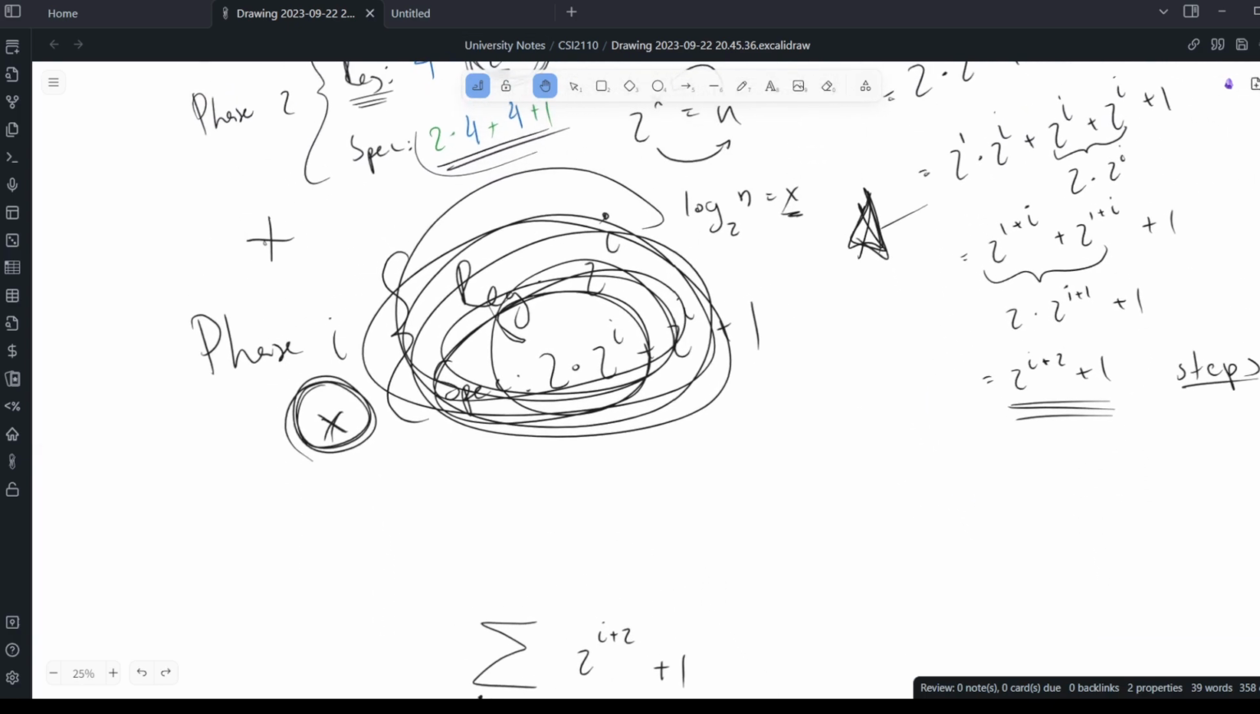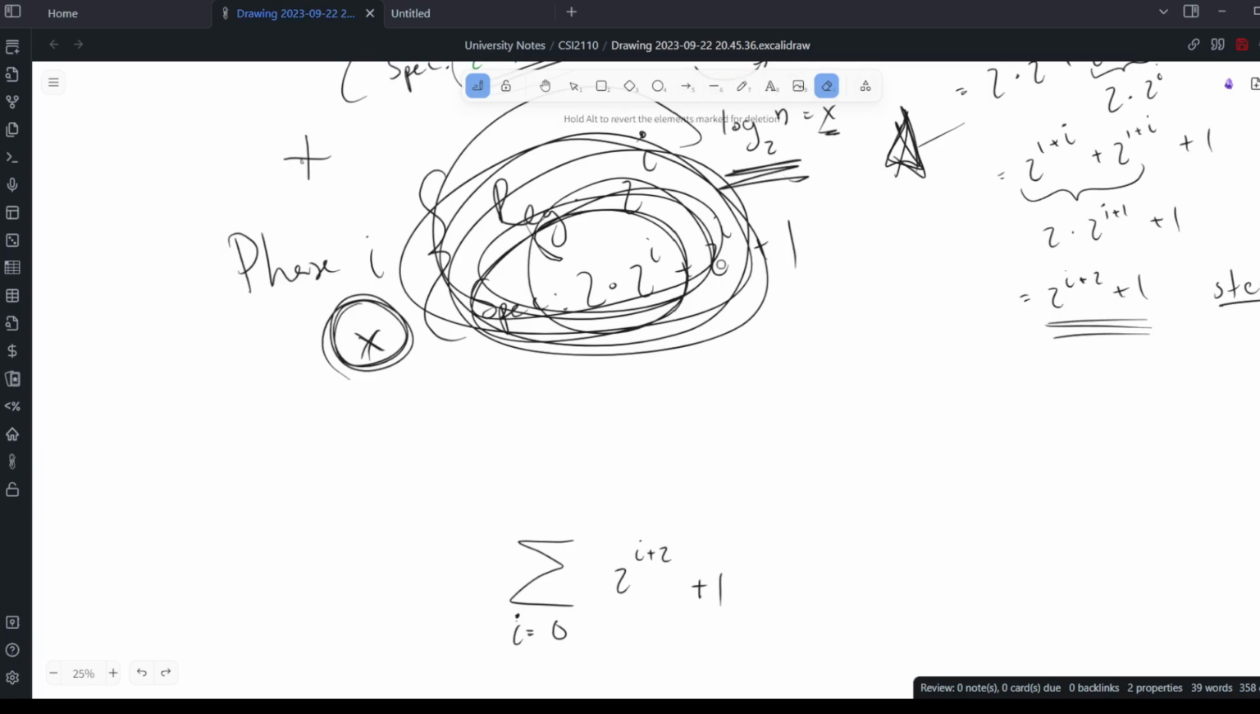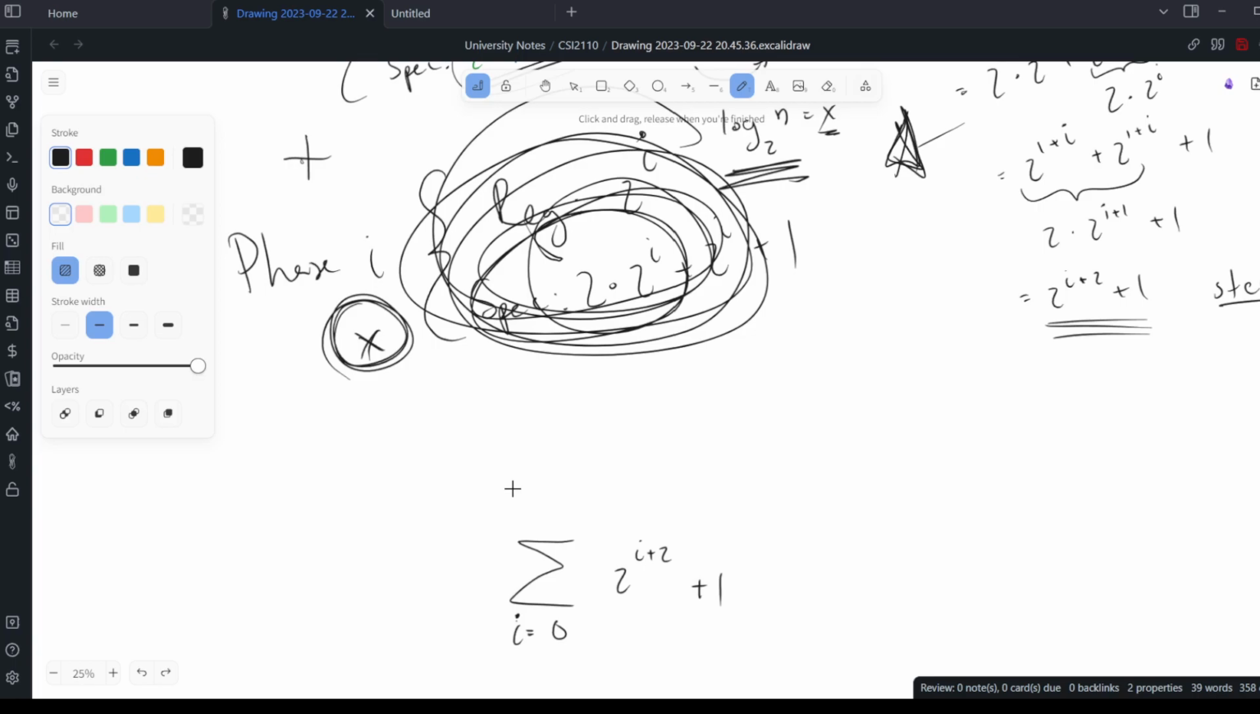What were we lacking exactly? Yeah, the top of our summation, the maximum that i will be reaching, that thing here. So we just plug that to the top of our summation, and so now we've got the summation up to log 2 of n.